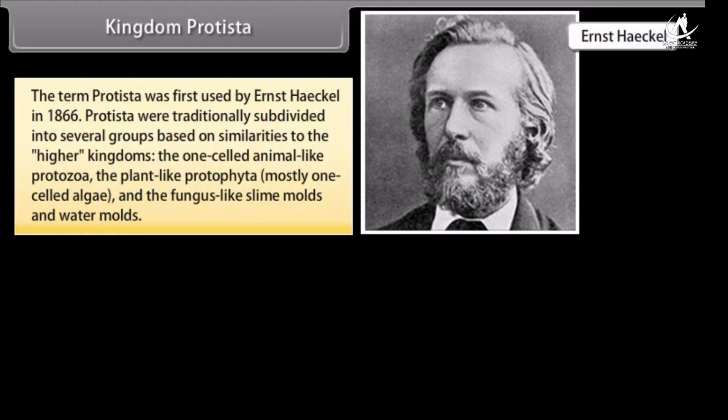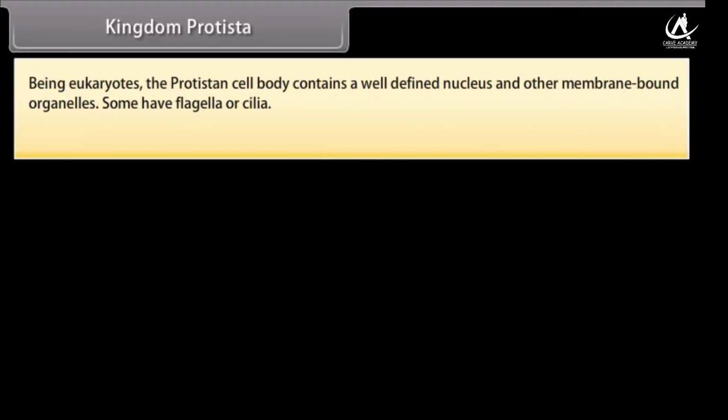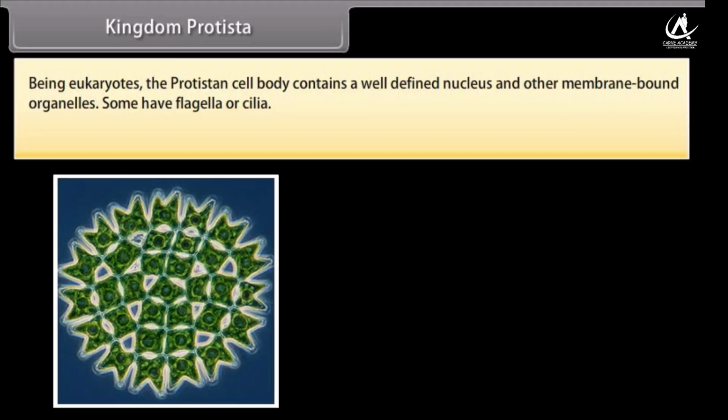Protista were traditionally subdivided into several groups based on similarities to the higher kingdoms: the one-celled animal-like protozoa, the plant-like protophyta, mostly one-celled algae, and the fungus-like slime molds and water molds. Protista live in almost any environment that contains liquid water. Many Protista, such as the algae, are photosynthetic and are vital primary producers in ecosystems, particularly in the ocean as part of the plankton. Being eukaryotes, the Protistan cell body contains a well-defined nucleus and other membrane-bound organelles.